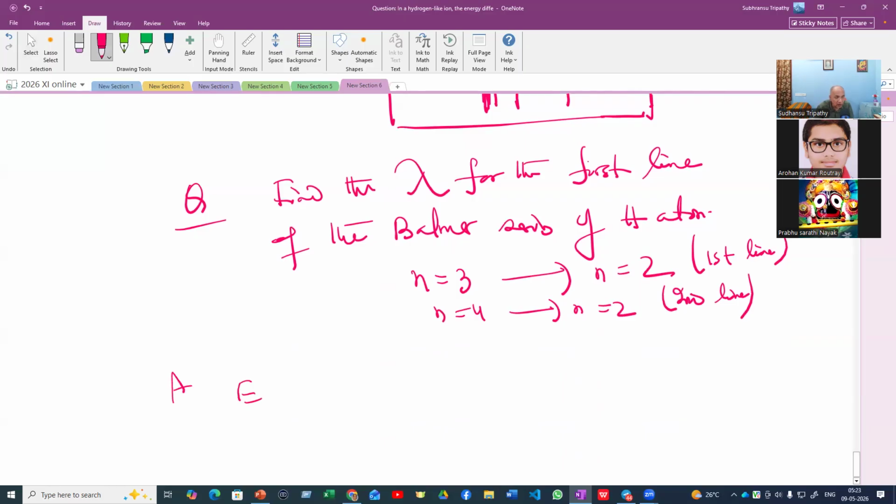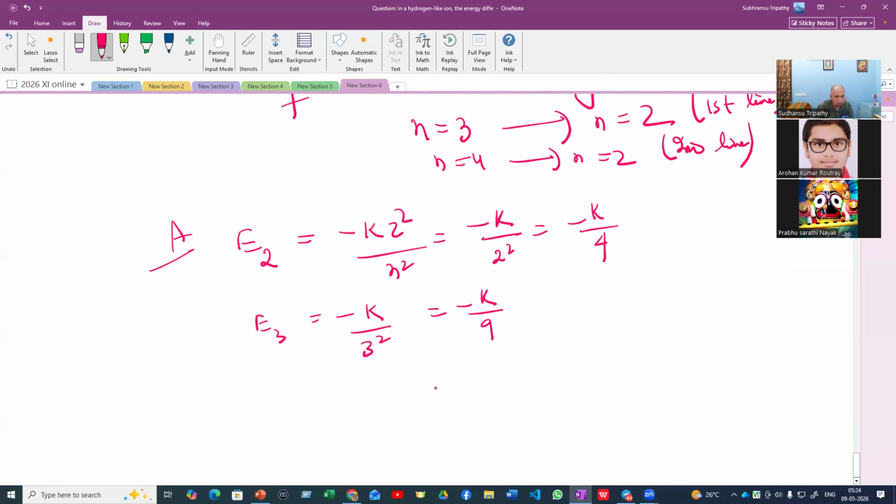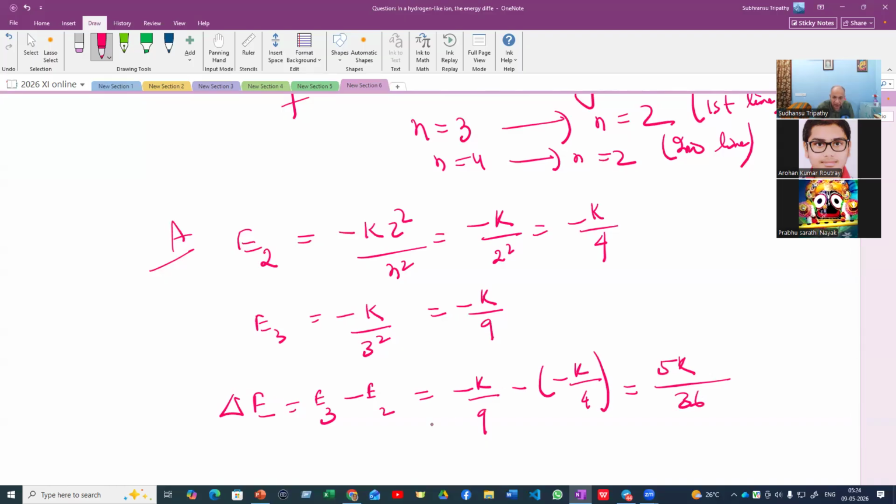So the second shell: E2 is equal to minus K Z square, since it is hydrogen, is equal to minus K by 2 square, which is 4. And it is coming from the third shell: E3 is equal to minus K by 3 square, is equal to minus K by 9. So the difference is E3 minus E2, minus K by 9 minus minus K by 4. The LCM is 36 and this will be 5K by 36.